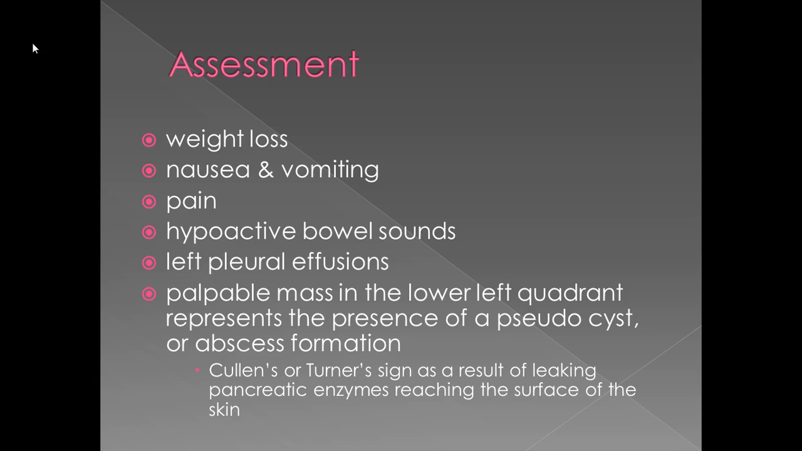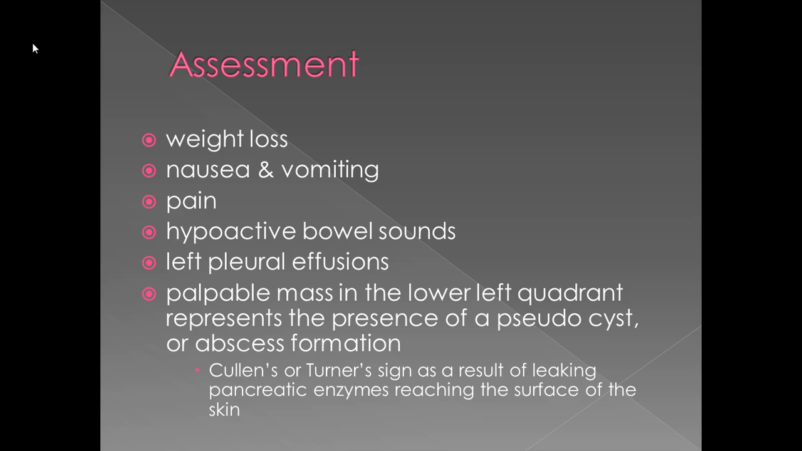So, assessment. We're going to have weight loss. Think about the labs that go along with weight loss. So we're going to have a decreased protein, a decreased albumin, maybe even anemia. Nausea and vomiting. Remember that your nausea sensor is in your head and not in your gut, so all of the antiemetics may have some type of CNS side effect.